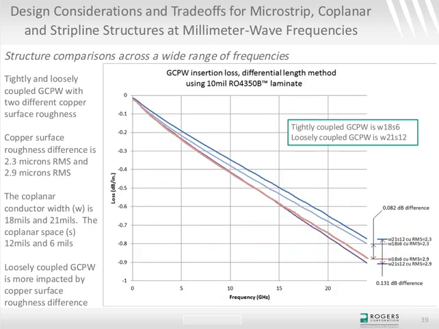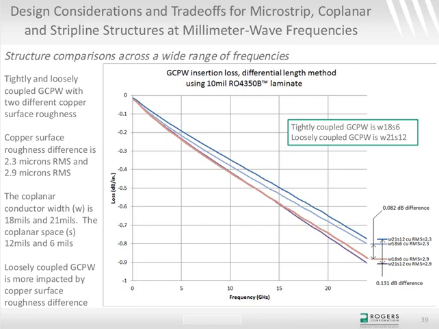Here's an example of tightly and loosely coupled grounded coplanar waveguides. My nomenclature is tightly coupled as W18S6, and what that means is the signal conductor is 18 mils wide, and the space between the signal conductor and the adjacent grounds is 6 mil. So a pretty tight space, tightly coupled. Loosely coupled, W21S12, 21 mil wide conductor and 12 mil wide space.